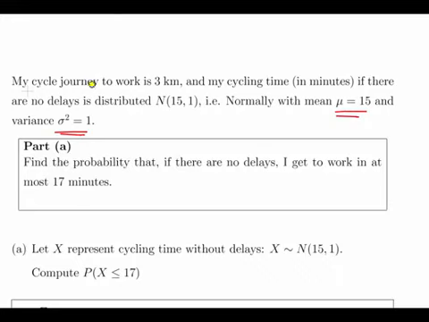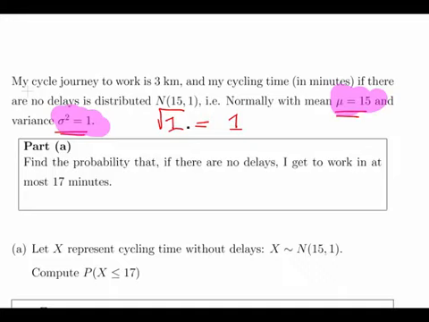Okay, now I actually included these bits extra just because this is the thing that catches people out, that the variance is the standard deviation squared. So in this case, it's not so identifiable because the standard deviation is 1 and the variance is 1. Okay? So find the probability that if there are no delays, I get to work in at most 17 minutes.